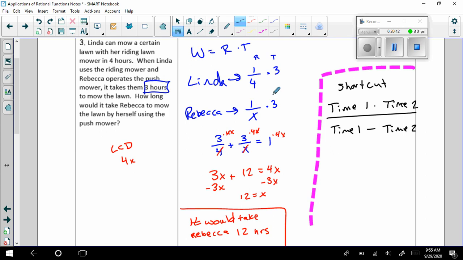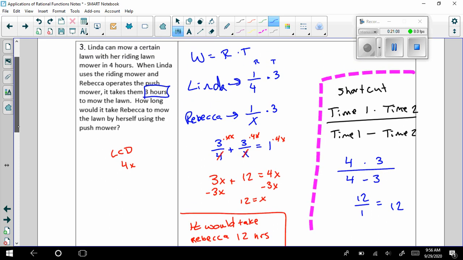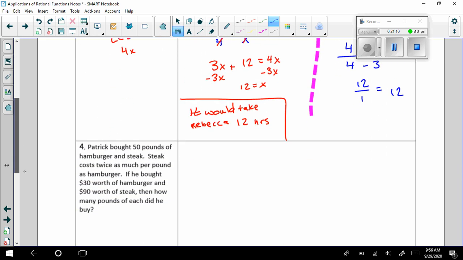So look at your percent mixture problems and similar. If we had the total, we were subtracting instead of adding. So time 1 was 4 hours. Time 2 is 3. The larger time is 4, so I'm going to put that first and subtract 3. 4 times 3 is 12. 4 minus 3 is 1. So that gives us that 12 hours that we had. So you're welcome to do it that way. Just make sure you know when to add and when to subtract.